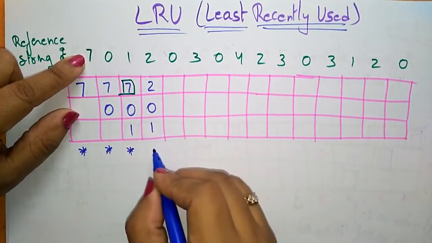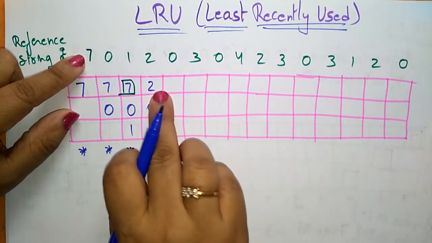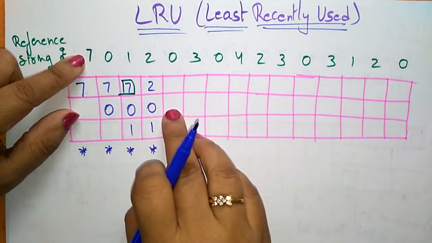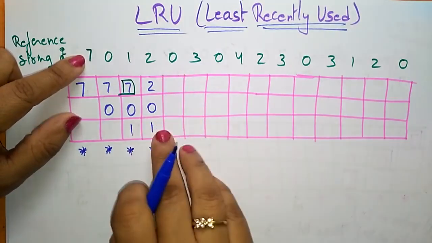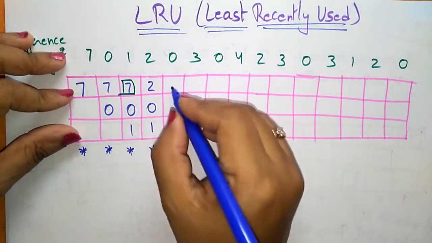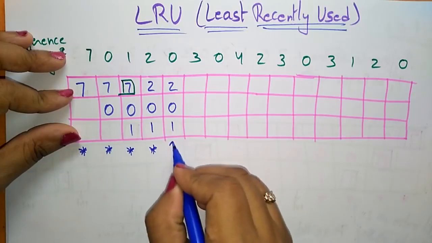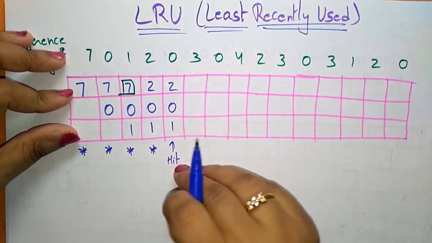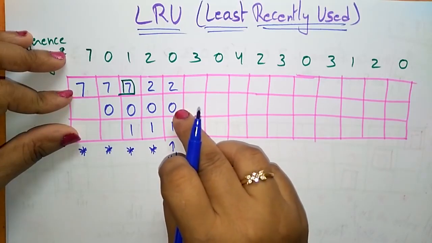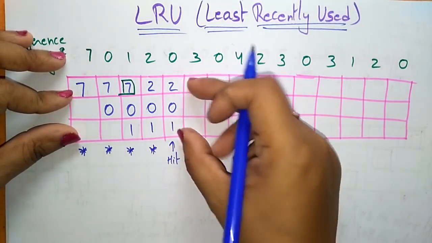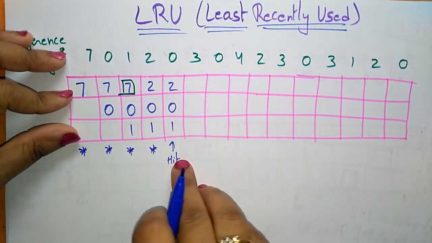This is also a page fault because 2 is not present in the frame, so I brought that page from the disk. Now I have to place 0. The page demanded by the CPU or the user is already present in the RAM, so just write as it is. This you call a hit. Hit means if the demanded page is already present in the main memory, in the RAM, then you call it a hit. If the page is not present, you call it a page fault. If it is already present, then it is a hit.